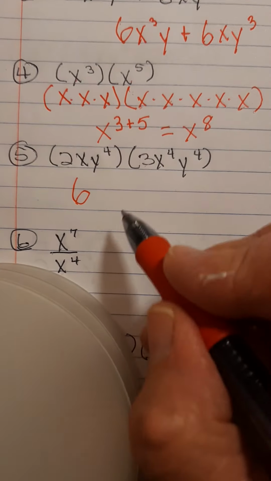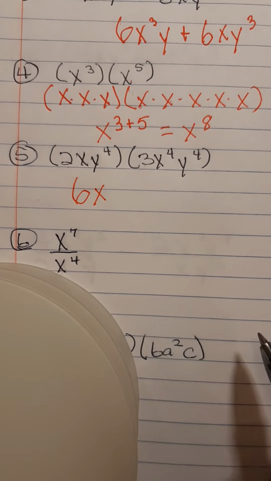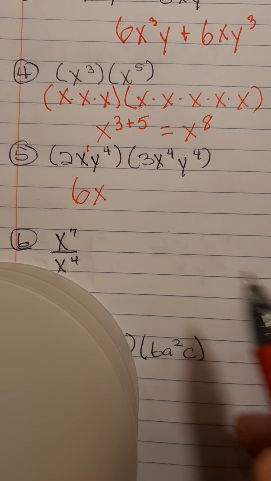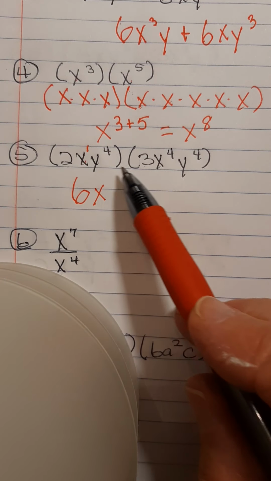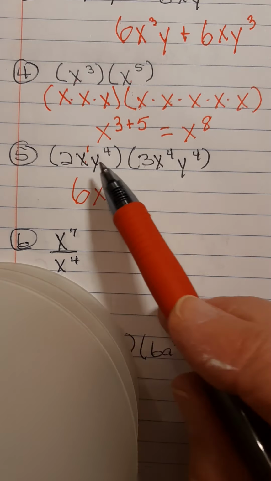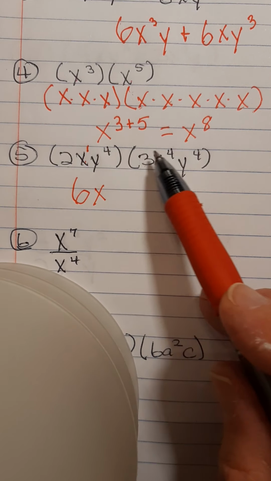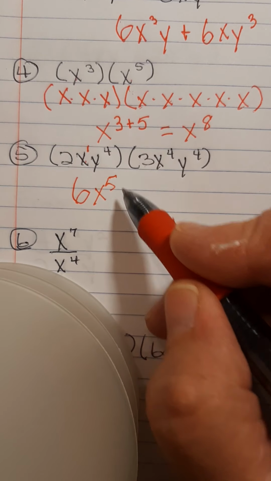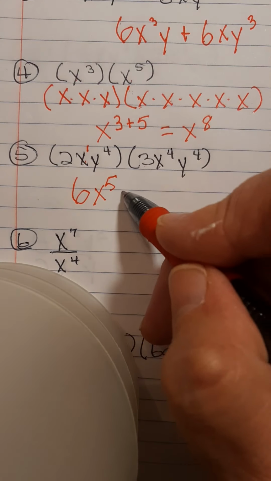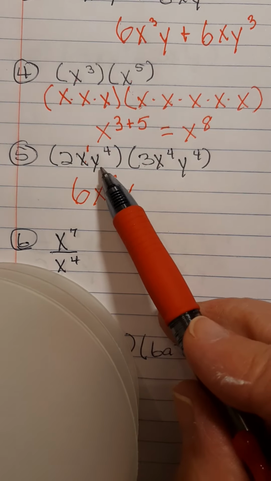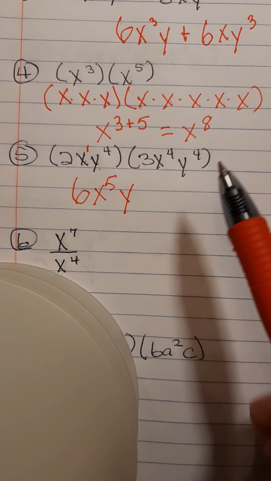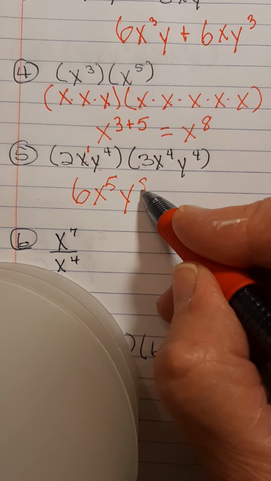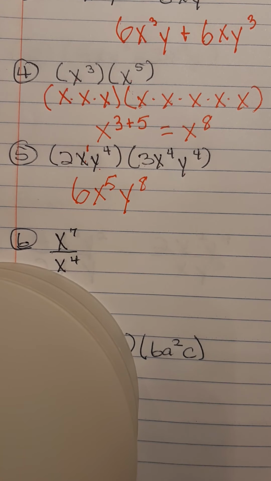Now let's move to our x's. Remember, when there's nothing there, we assume it's a 1. So x to the 1st power times x to the 4th power is like saying x to the 1 plus 4, or x to the 5th. Now we move on to our y. Y to the 4th times y to the 4th is like saying y to the 4 plus 4 or y to the 8th. And then you're done.